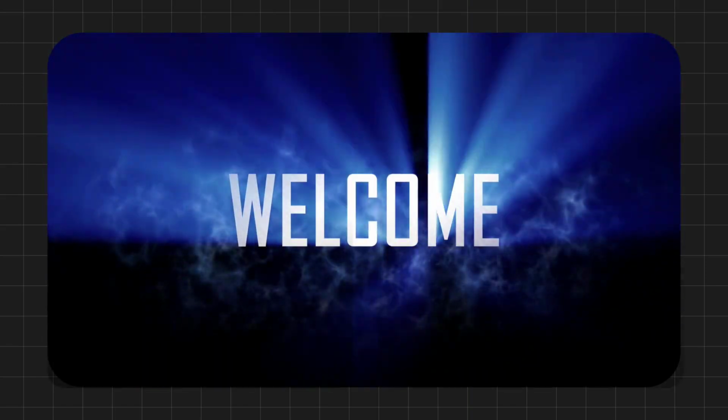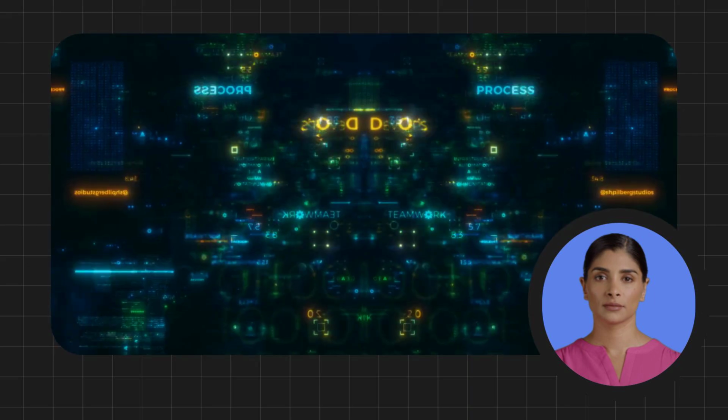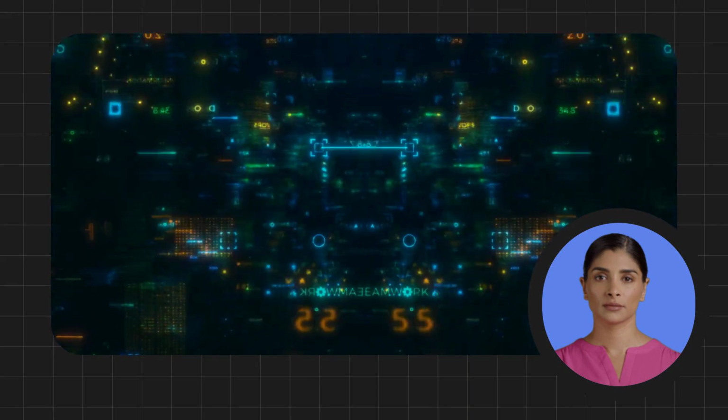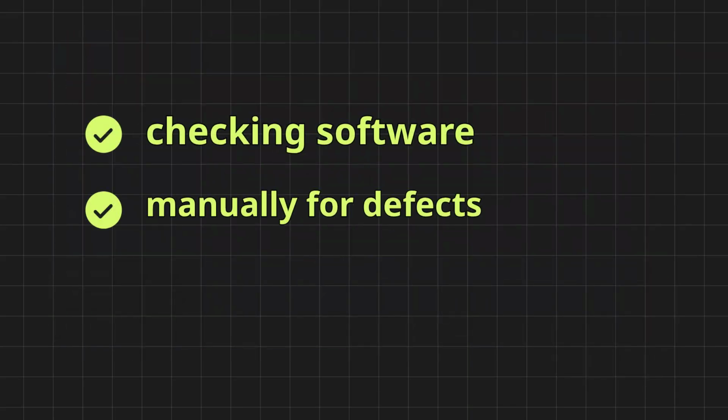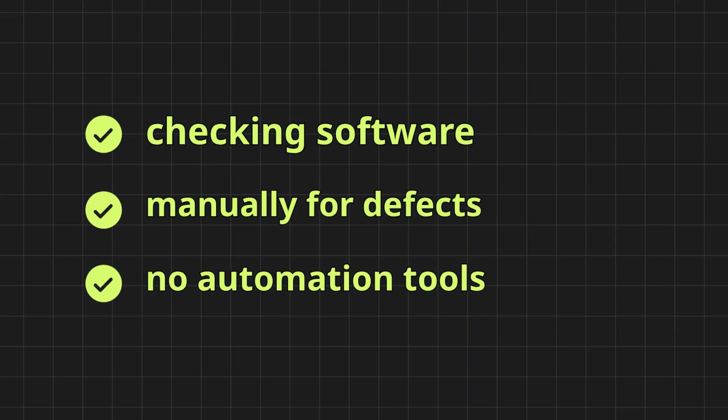Welcome to today's video. I'm your virtual QA guide, here to help you understand the basics of manual testing and the key roles of a software tester. What is manual testing? Manual testing is the process of checking software manually for defects without using any automation tools.